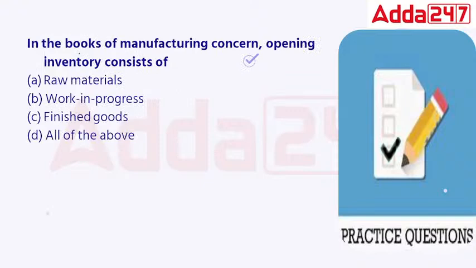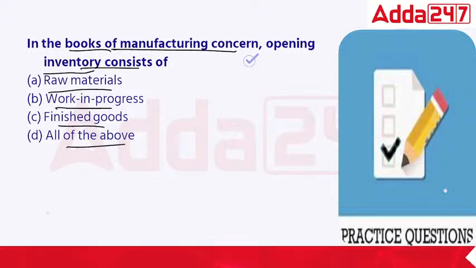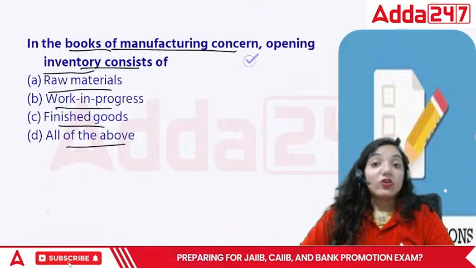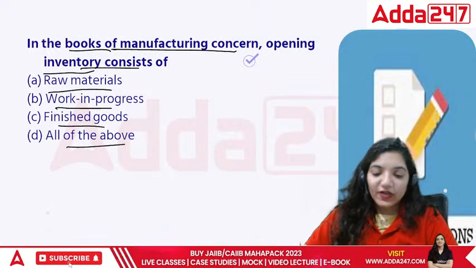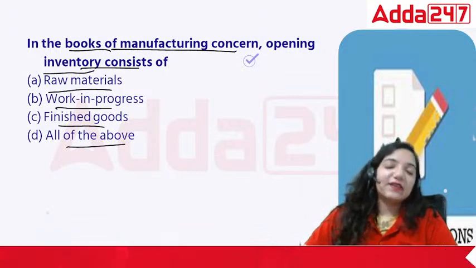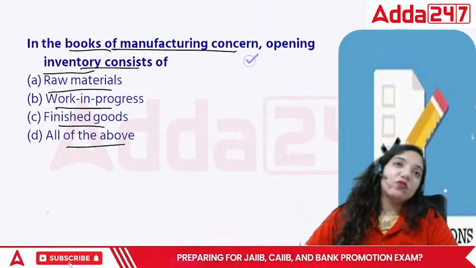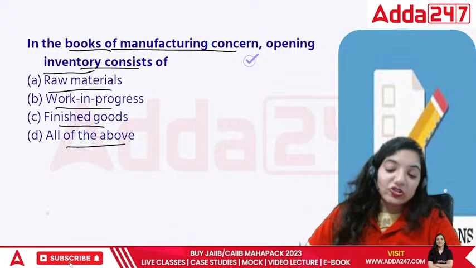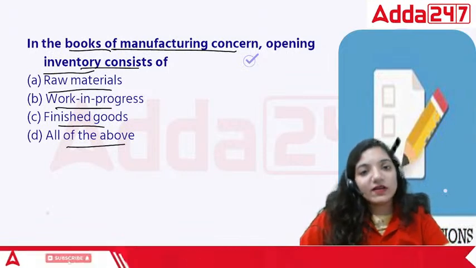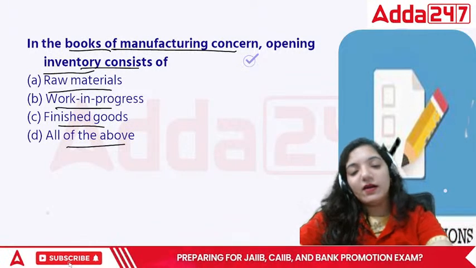Right? Next question. In the books of manufacturing concern, an organization which is actually involved in manufacturing, the opening inventory consists of raw material, WIP, finished goods, or all of the above. When we talk about the opening inventory, it consists of everything because it's a manufacturing concern. A few of the goods would be already made, a few goods are still pending, a few goods have to be still prepared. So there can be anything. It can be raw material, WIP, finished goods. So all of the above are a part of the books of accounts.